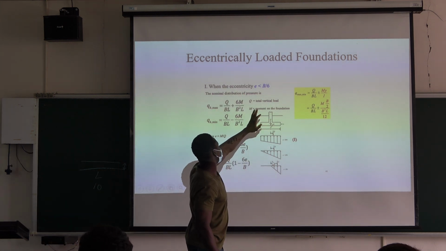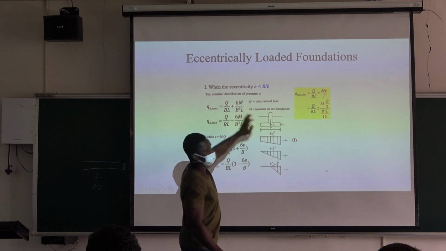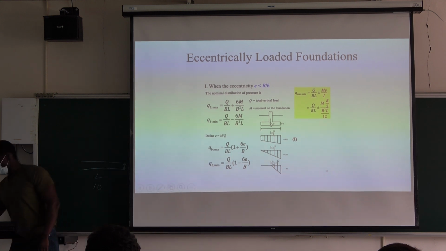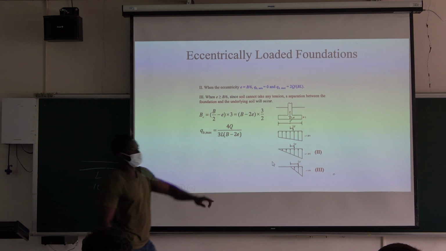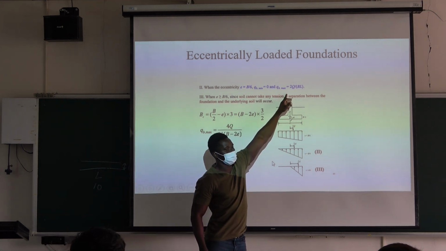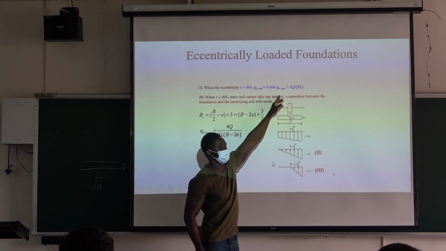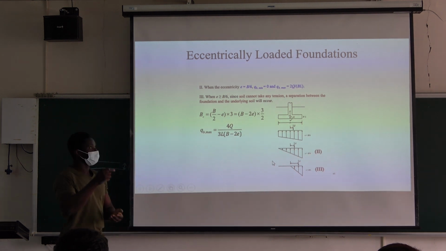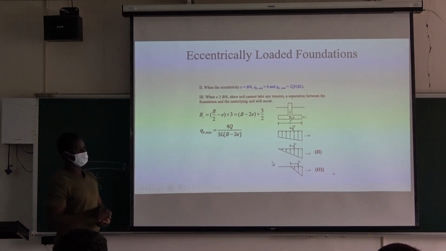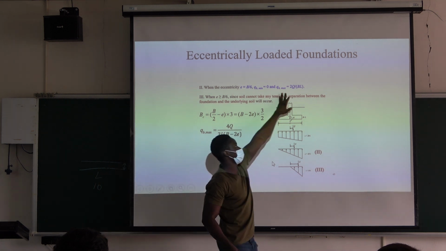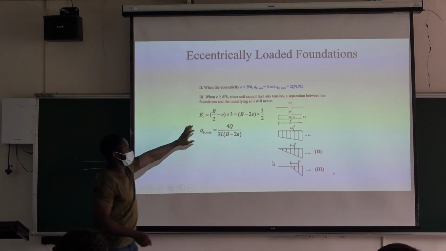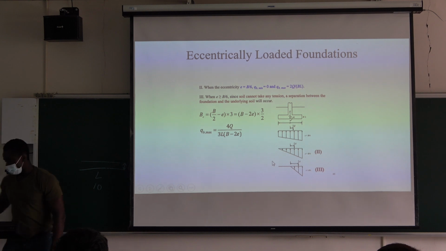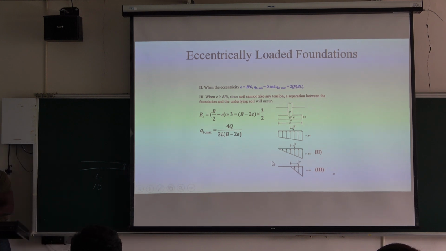If you substitute e over b equals 1/6 into this equation, then you will get this value here. So that's how this one comes about. They just substitute e equal to b over 6 into the previous equation, so they get this. And then this is the third condition, when the eccentricity is greater than b over 6, it's very large. It's like you put the loading all the way to one side of the foundation and not in the middle.